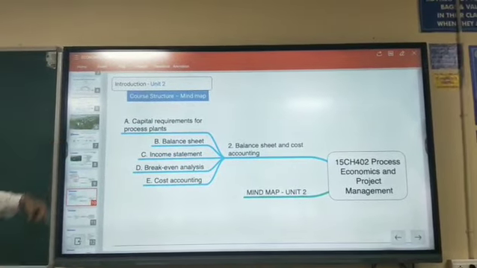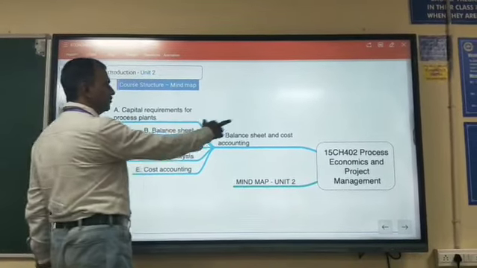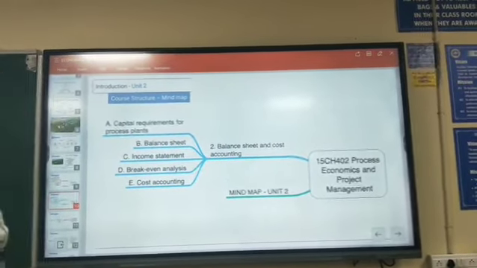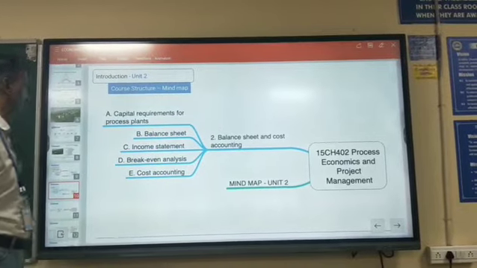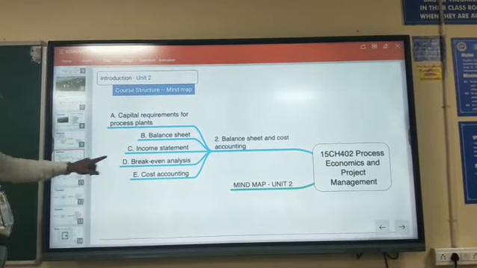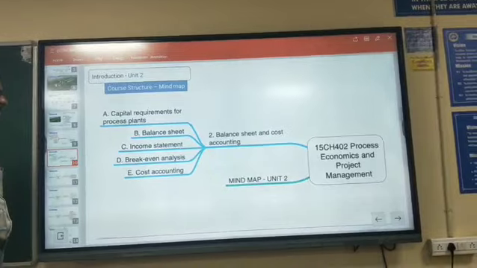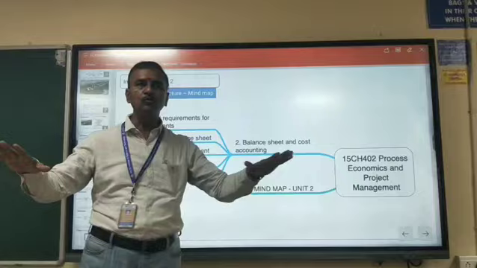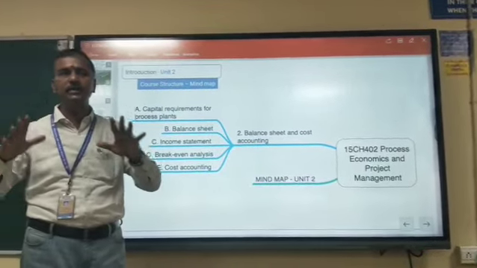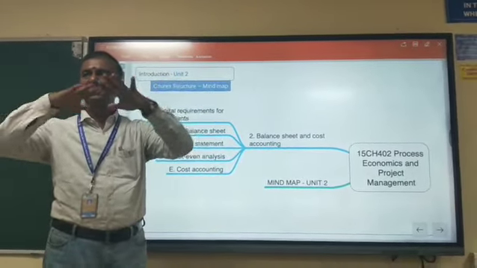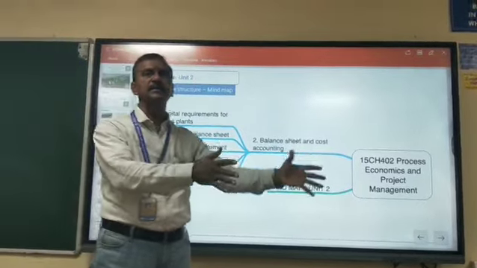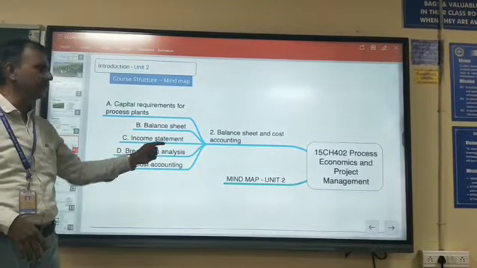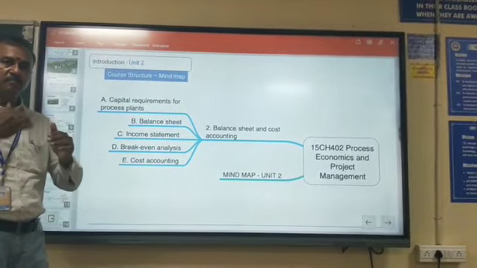In unit 2, as I told, we will be seeing about cost accounting, the income and profit and loss statement, and similarly the balance sheets. Any industry will analyze the break-even analysis. Break-even analysis means the minimum amount you need to manufacture so that you can meet the expenses for salaries and for the consumption of energy. That minimum point is called the break-even point.